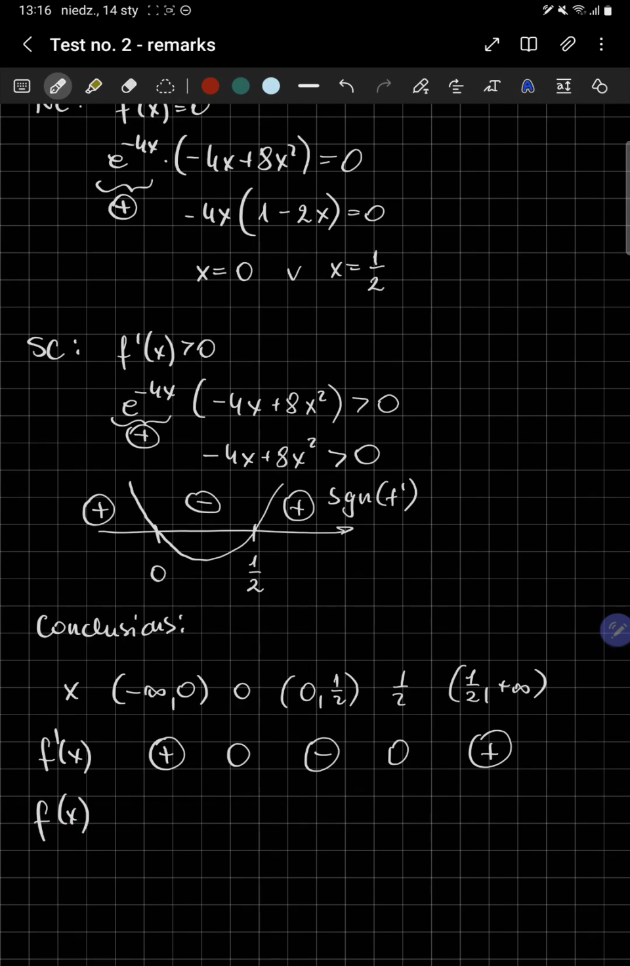So now we conclude about function f. In the interval from minus infinity to 0, the function is increasing. In the middle interval decreasing, then again increasing. So here at 0 we have a local max, and at 1 over 2 we have a local minimum.